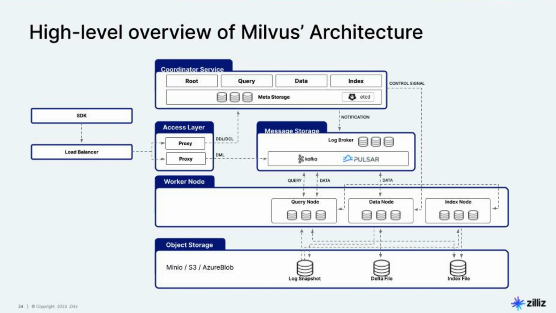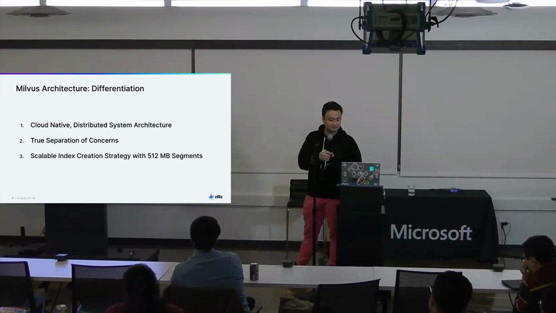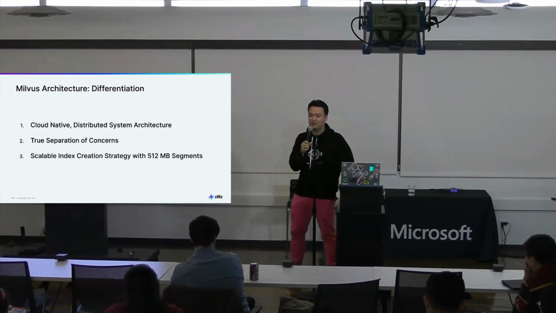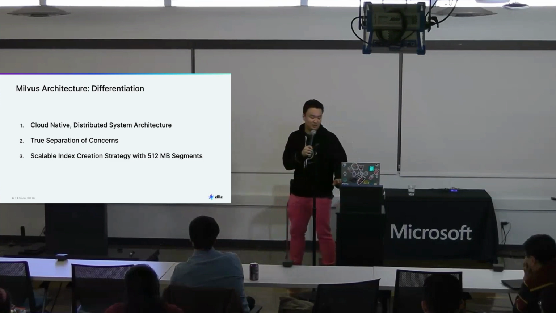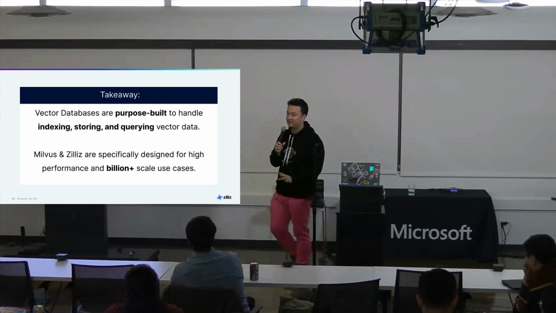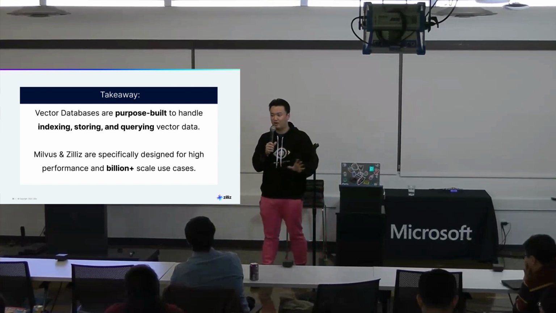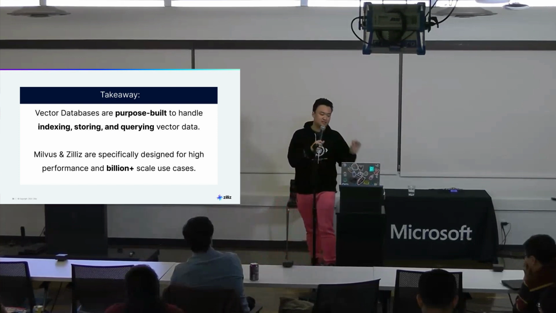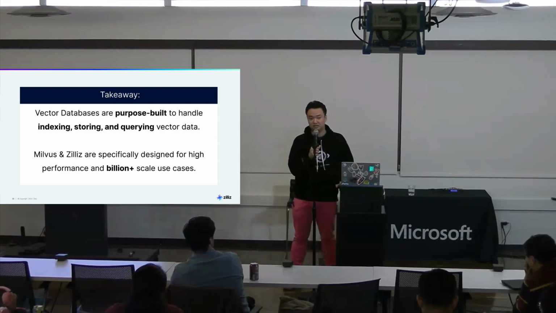You want to be able to find where they are. That's query. Find the vectors. Ingest the vectors. That's data. And then create some way to access the vectors easily. That's indexing. And then we also have a scalable index creation strategy with 512 megabyte segments, which I will also talk about later if you would like. And the takeaway here is basically vector databases are purpose-built to handle indexing, storing, and querying data, and Milvus and Zilliz are specifically designed for high-performance billion-plus scale use cases.